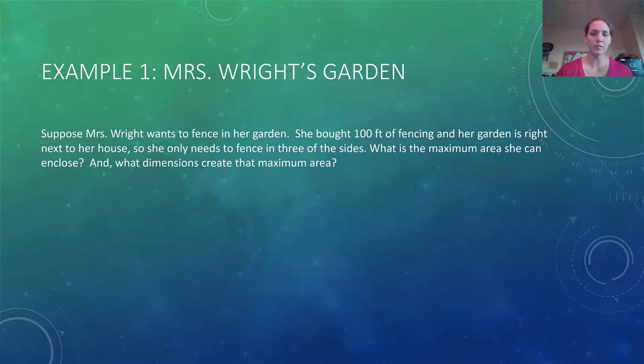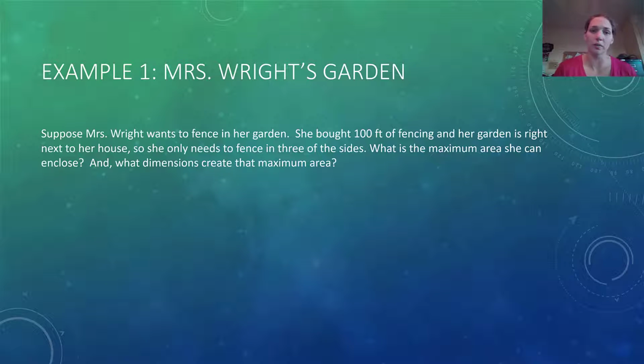Okay. So my first example is saying I have a garden. Suppose I want to fence it in. I have 100 feet of fencing, and my garden is right next to my house. So I only need to fence 3 sides of my rectangular garden. I didn't put that in here, but it is going to be rectangular. What is the maximum area I can enclose, and what dimensions create that maximum area?